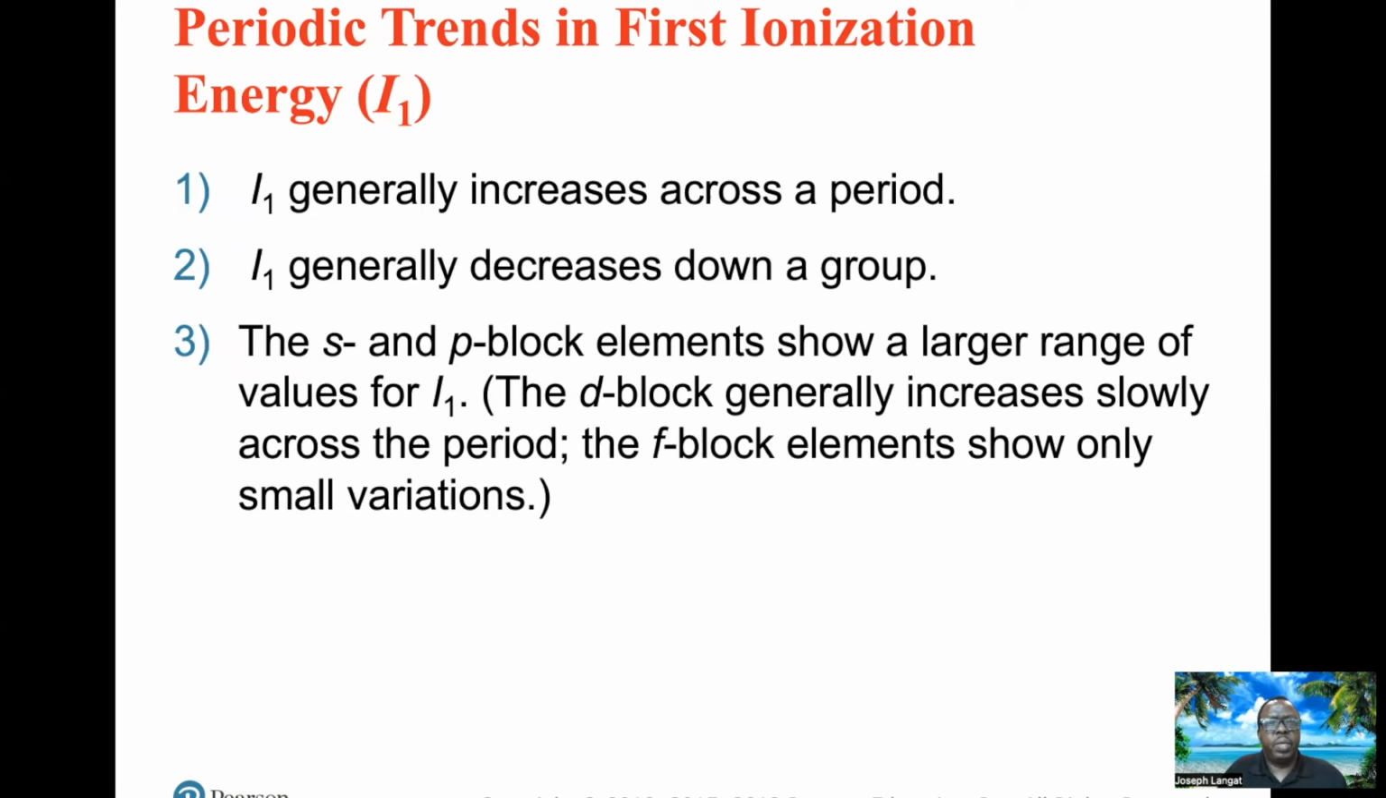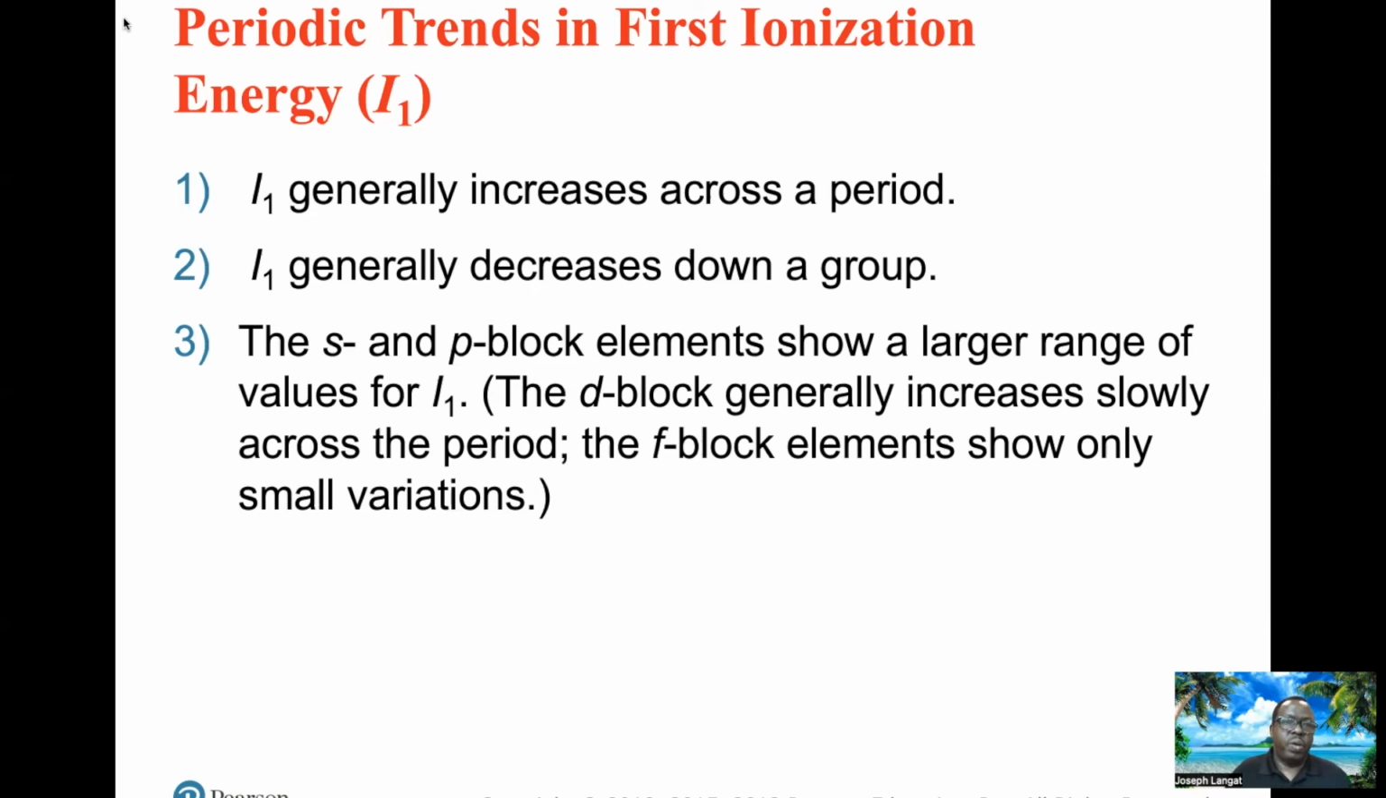Let's see the periodic trend in first ionization energy. What we take home from first ionization energy is this. Point number 1, generally it increases across a period. As you go across the periodic table, first ionization energy increases. As you go down, it decreases.